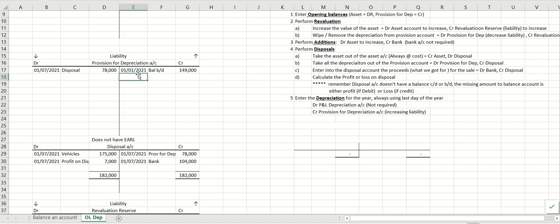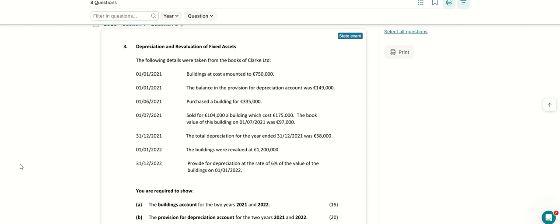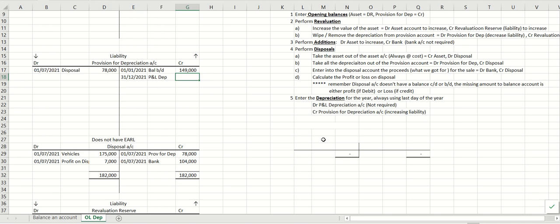So our entry here is we're going to credit the provision for depreciation account. We're going to give the name of the other account, P&L depreciation account. They didn't ask us first, so we don't have to do it. And we're going to check the amount. They would have given us that amount in the question. The total depreciation for the year was 58,000. Lovely. Okay, so that's an easy entry as well.